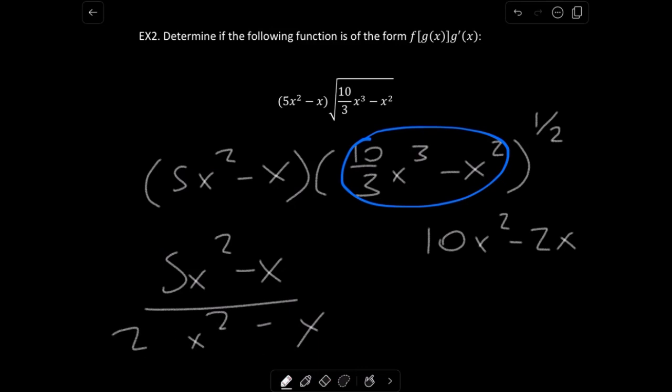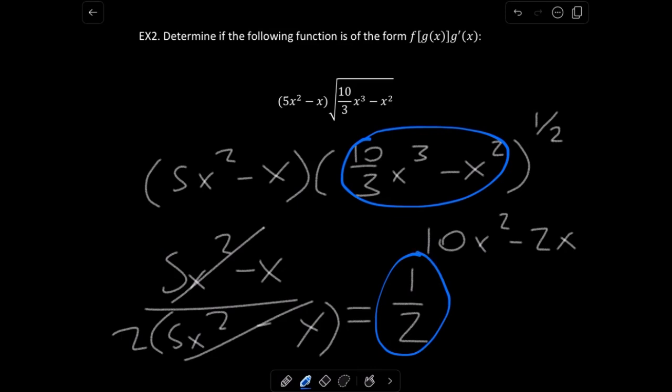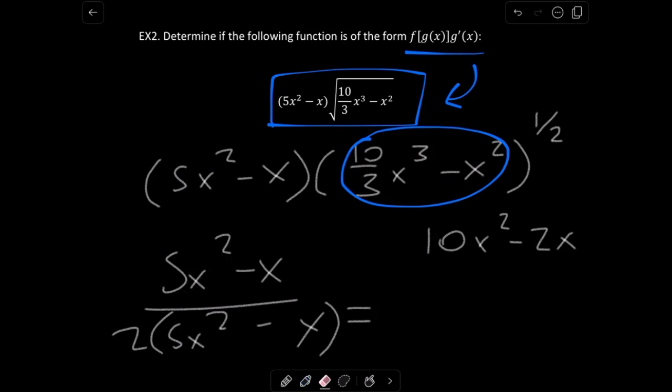So we'll get 2 into 5x squared minus x. And now this term cancels off with that term. We are left with a half that does not involve any variable at all, any x variable in this case. Therefore, this function is of the form f of g of x times g prime of x. Hence, we could use the substitution rule to integrate this function. Again, I want to stress, this is my outer function. This is the derivative of the inner, that's g prime of x.